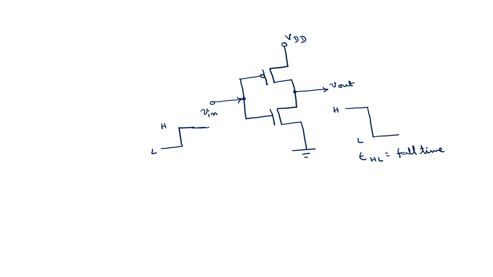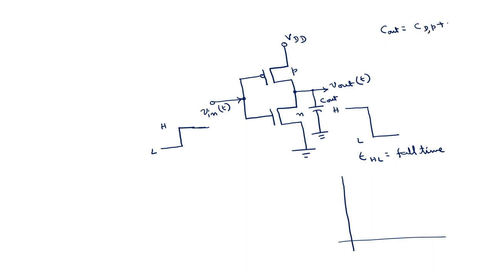I am not showing the capacitances here, but all the capacitances will be present, source capacitance, drain capacitances. Here I will take this as a function of time. So, how does this output change? If I connect here some capacitance, C out, which consists of the drain capacitance of the P channel as well as the drain capacitance of the N channel. So, C out is the drain capacitance of the P channel plus the drain capacitance of the N channel and some load capacitance also. So, across this C out we are taking the output voltage.